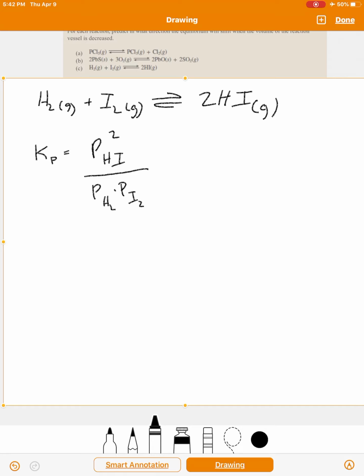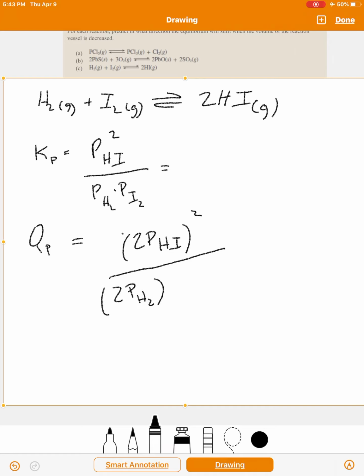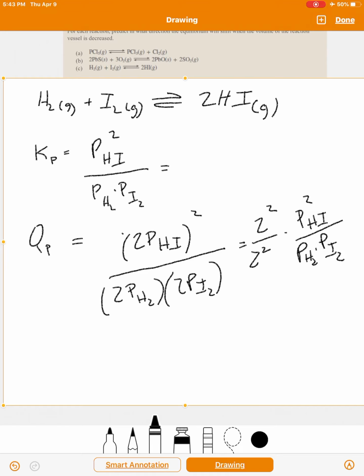Okay? Now, what are we going to do? We're going to double the pressure. So now let's do Q. Q, we're going to double the pressure. So we're going to have 2 times the pressure of HI, squared. And then we're going to take 2 times the pressure of H2, and 2 times the pressure of I2. Again, I'm doubling it just for showing us what would happen. So now what happens? Let's factor out the 2's. 2 squared over 2 times 2. So it's 2 squared over 2 squared times the pressure of HI squared over the pressure of H2 over the pressure of I2, right?